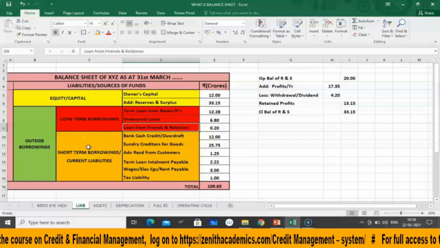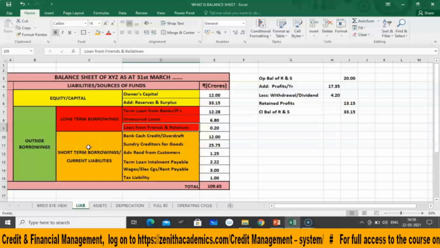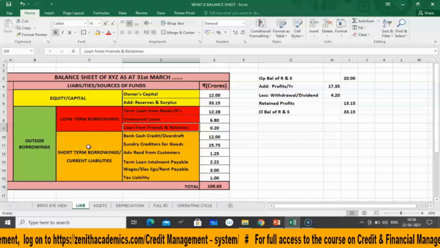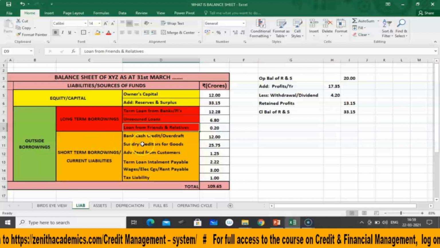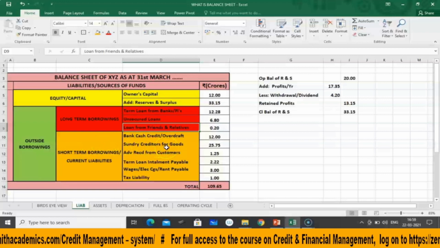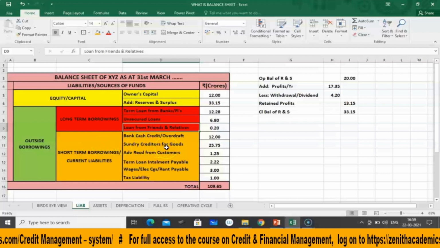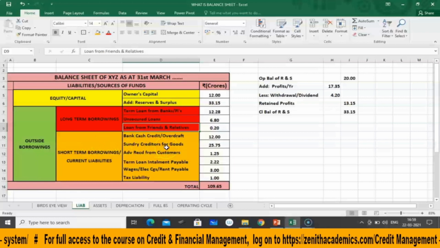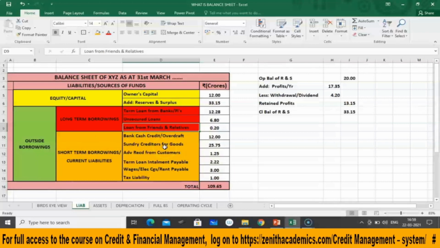And finally, let's come to the current liabilities or the short-term borrowings. Now, what are short-term borrowings? They are taken for a very short period of time in the normal course of business and are repaid within a period of 12 months or within one operating cycle. They are also called current liabilities.